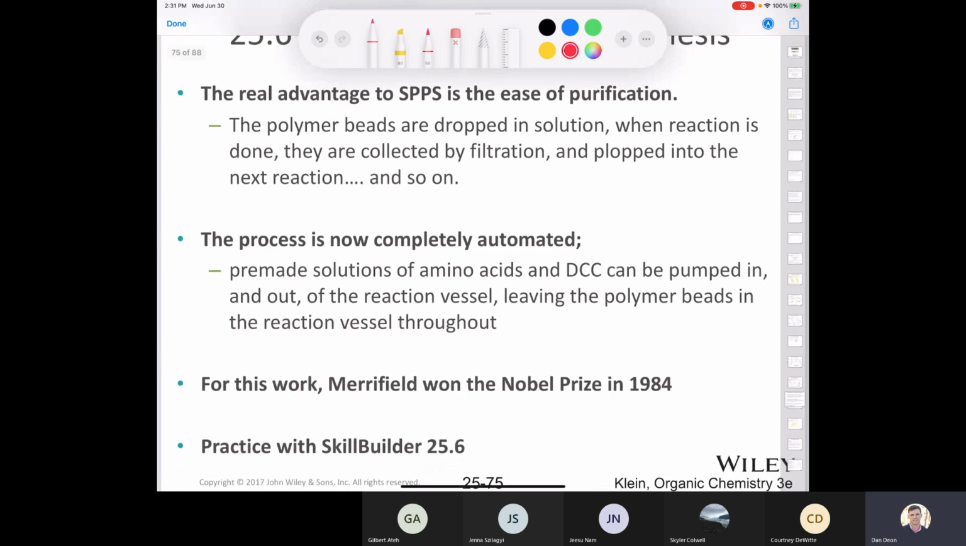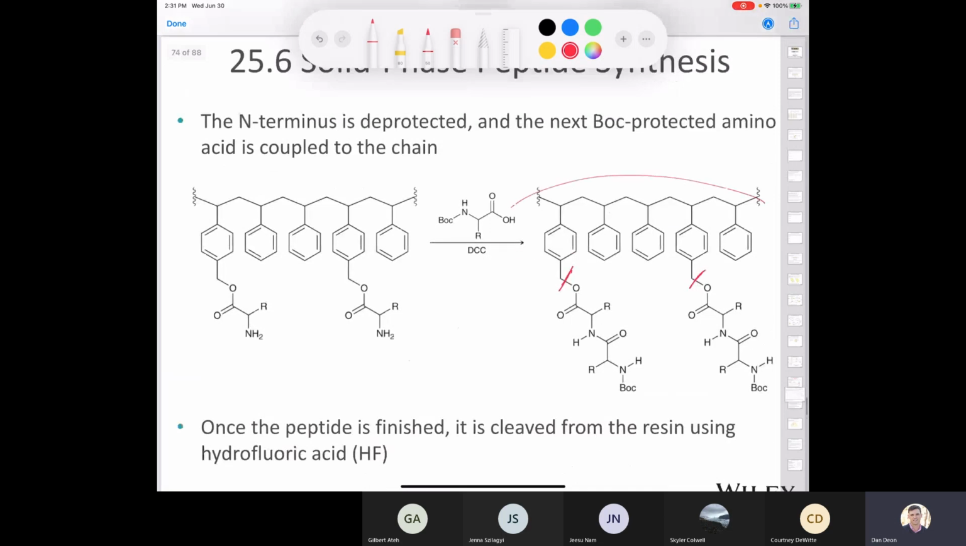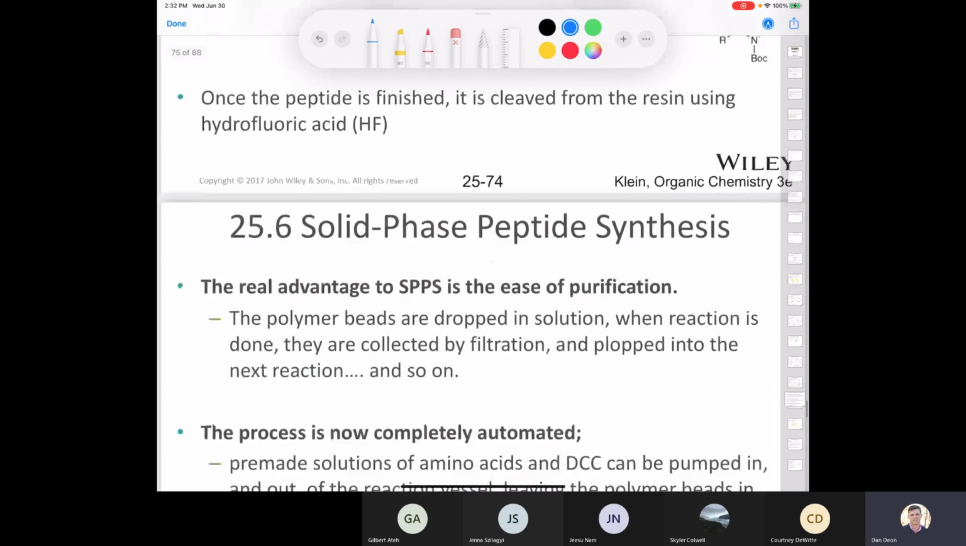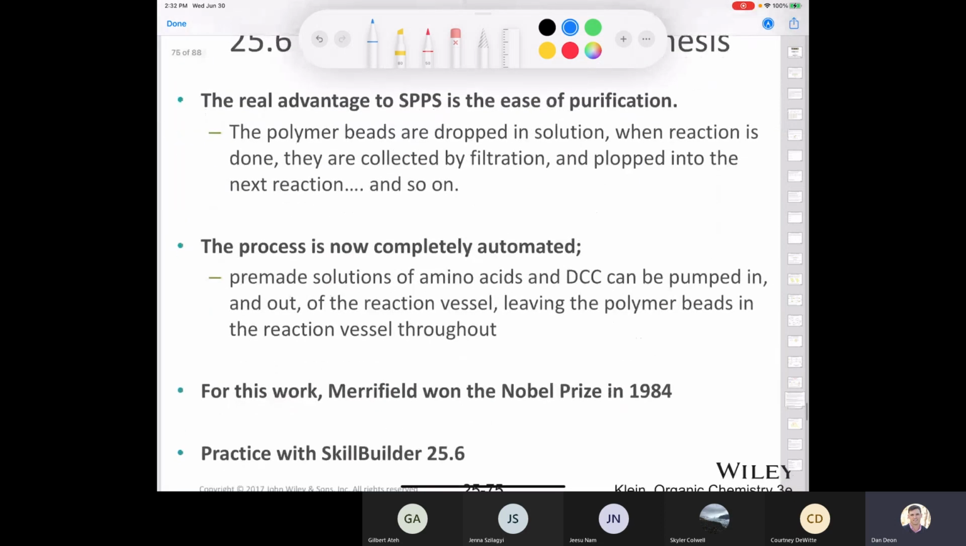The advantage to solid phase synthesis, you're like, what's so great about it? Again, since the molecule is attached to this giant polymer, this part is insoluble. You don't have to purify it by chromatography. You don't have to do anything like that. You just filter it off. Trust me, filtering is a lot easier. So you just collect it by filtration, plop everything into the next reaction, and keep moving on and on.